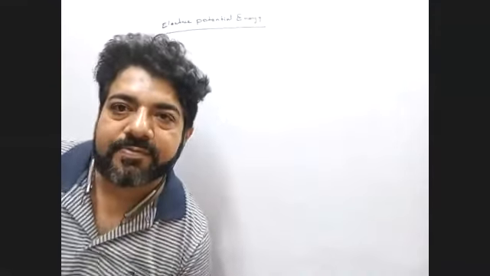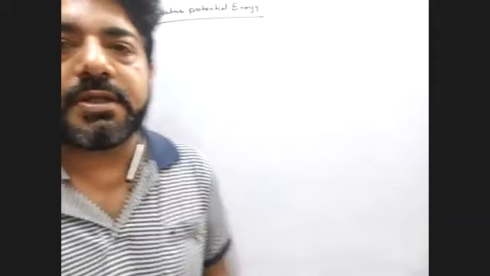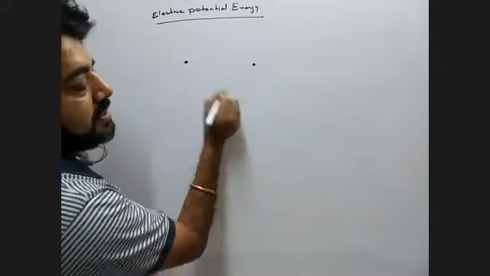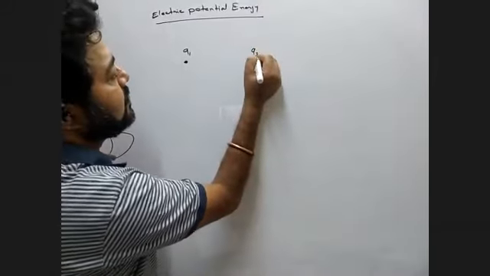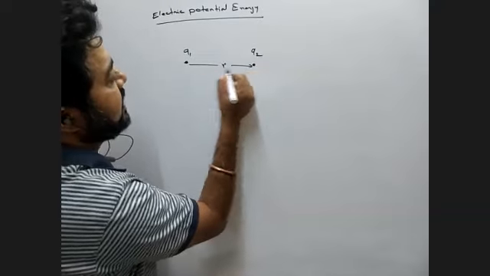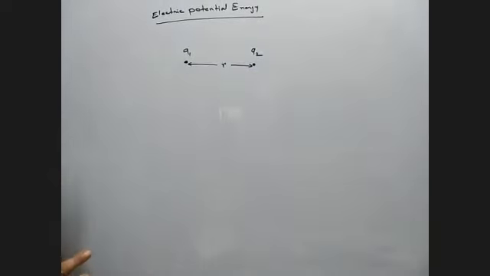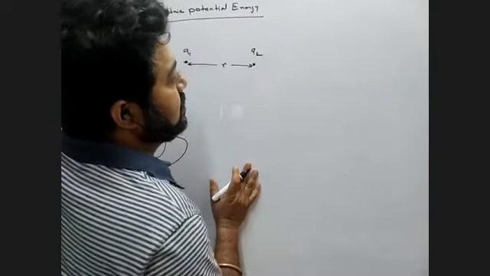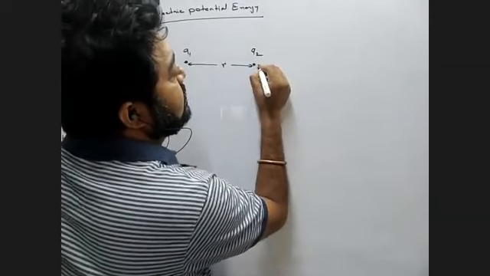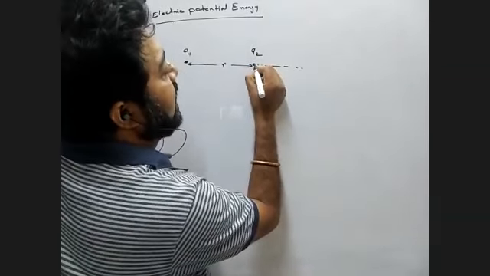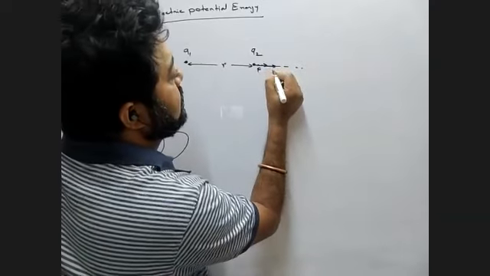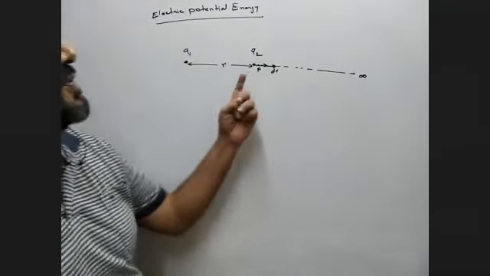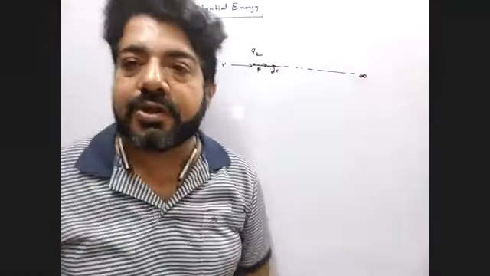You can define electric potential energy in two ways. Number one, listen everyone first. Suppose we have two charged particles, Q1 and Q2, separated by distance r. So the work done to move the charged particle from position r to infinity.